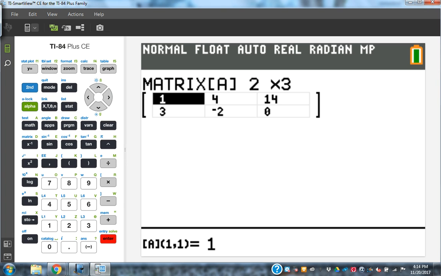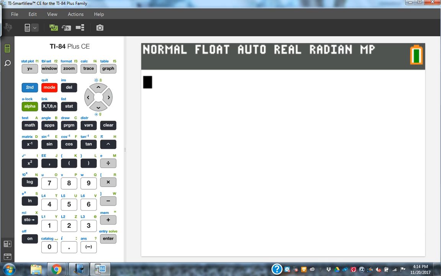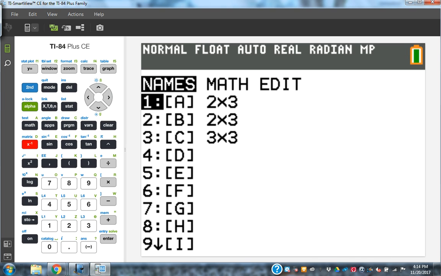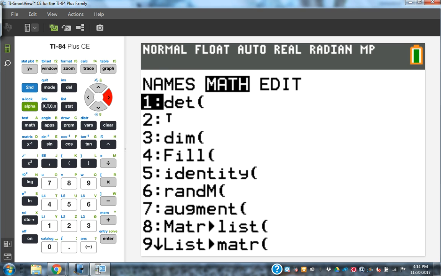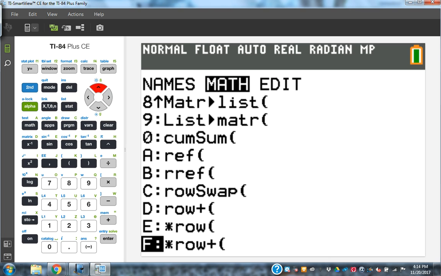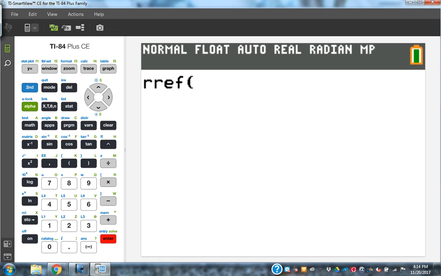So we went to matrix, went over to edit, picked one of the matrices to use. I picked A, changed it to a 2 by 3, and then entered the augmented matrix from the problem. Once I've done that, I hit second, quit, or mode, to go back to the regular calculator screen. I want to do the reduced row echelon form of that matrix, so I'm going to hit second, and then the matrix button again. Then I'm doing some math with that matrix, so I go over to the math menu, and I'm looking for RREF. The quickest way to get there is to press the up arrow, because it's down toward the bottom. RREF, and enter.